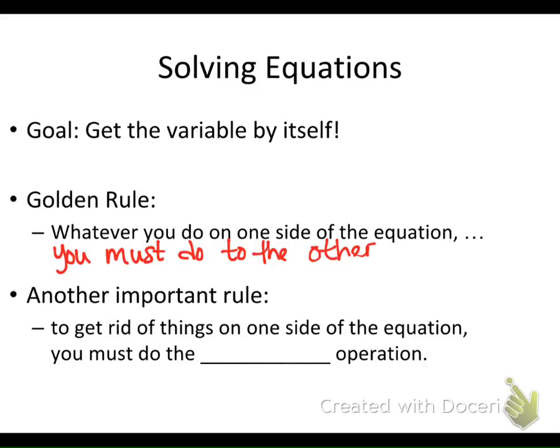And the last important rule: in order to get rid of things on one side of the equation, you must do the blank operation. For example, if it's addition, what is the opposite of addition? Subtract. What's that called when I say the opposite? What's the true term for that? When you do the opposite of the operation it's asking you to do.